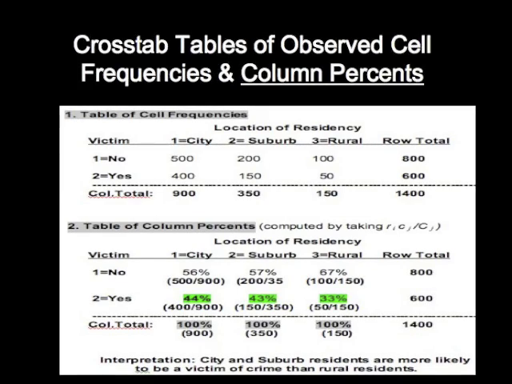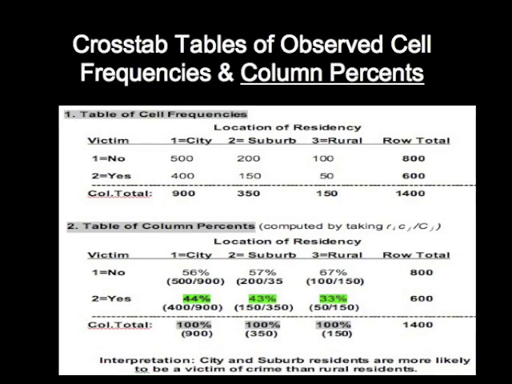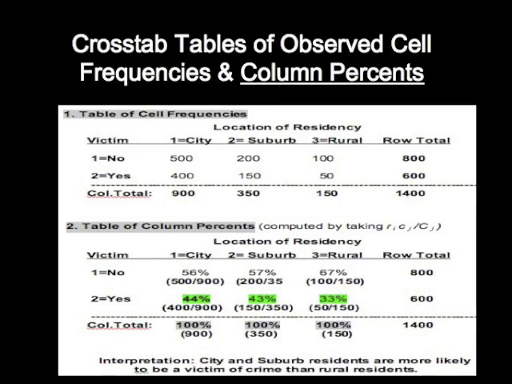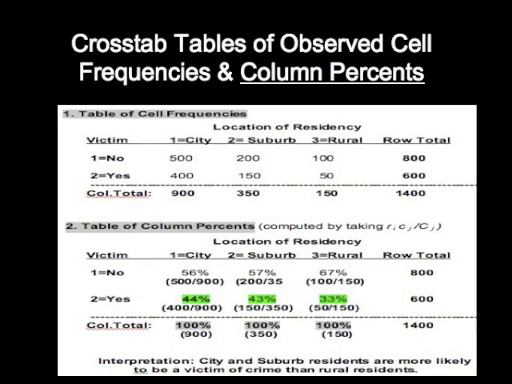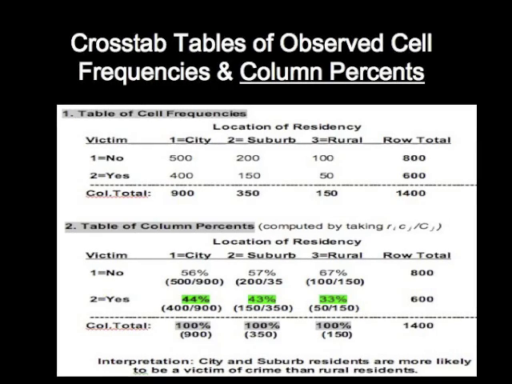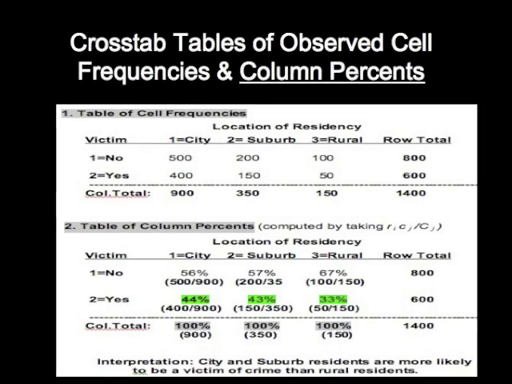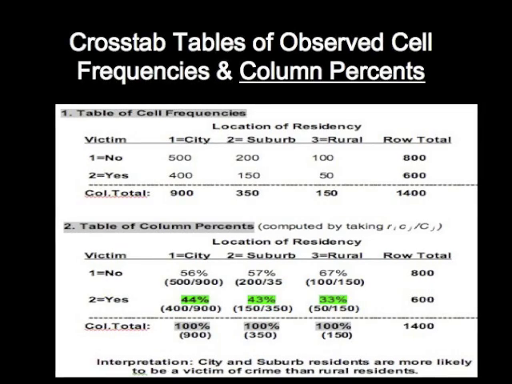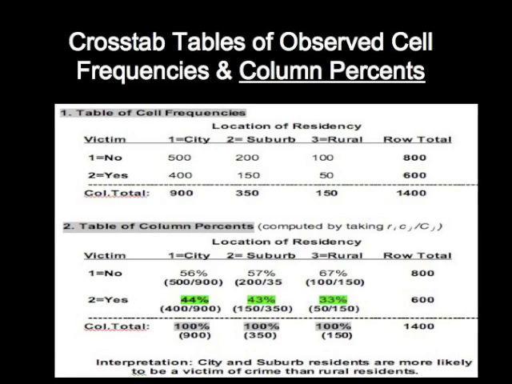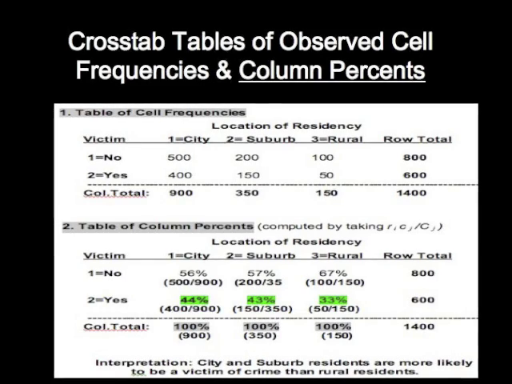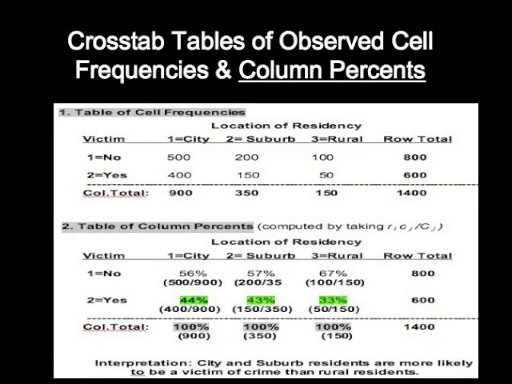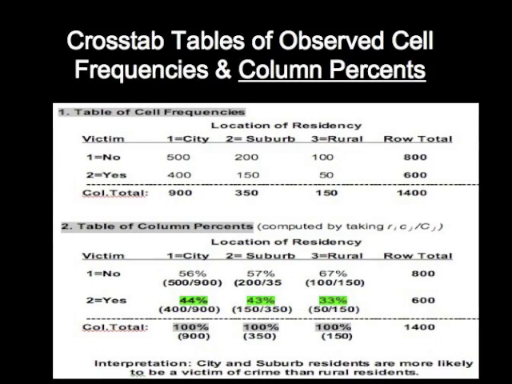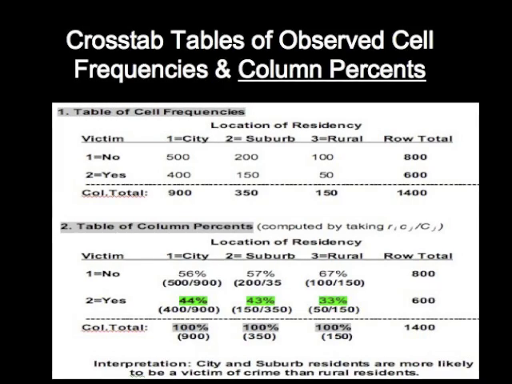victim of a crime. Likewise, if we ask of all those people that live in rural areas, and in this particular example we have 150 people in rural areas, what percent of those people were victims of a crime? We find that 50 out of those 150, or 33% of the rural residents, were a victim of crime. So basically that's how you compute a table of column percents.